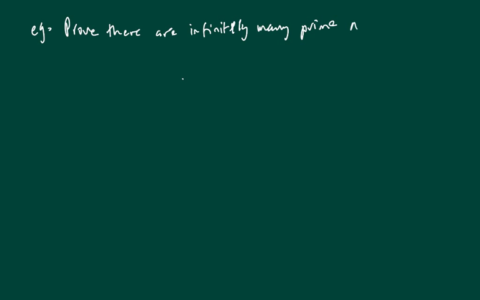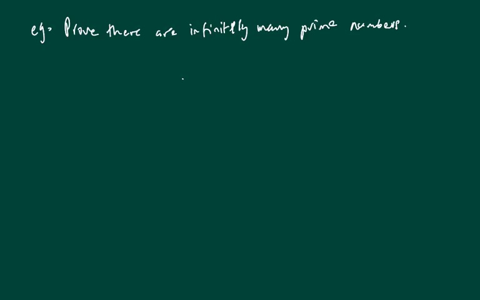Right, let's now look at a case where we've got proof by contradiction, and in this method we assume the converse, i.e. the opposite of the conjecture is true, and then show that this leads to a contradiction. So say we had an example where we have to prove there are infinitely many prime numbers. So let's write that down. Prove there are infinitely many prime numbers.